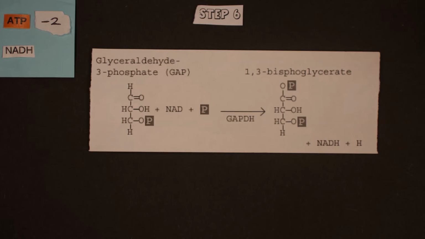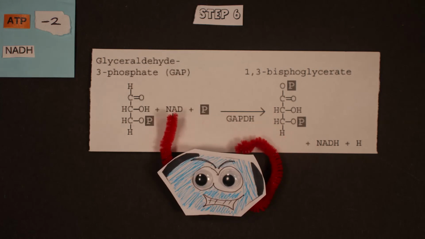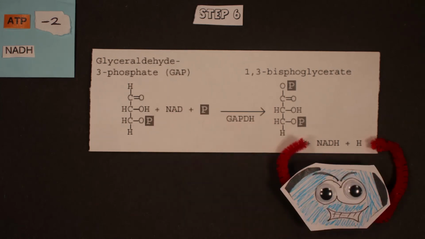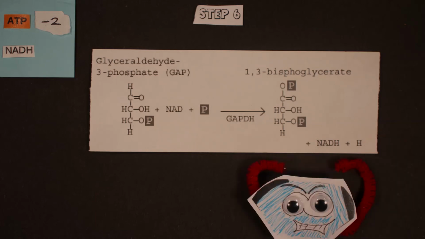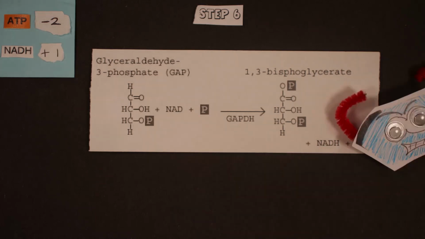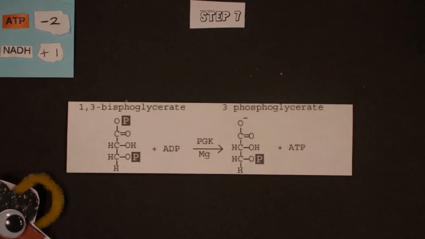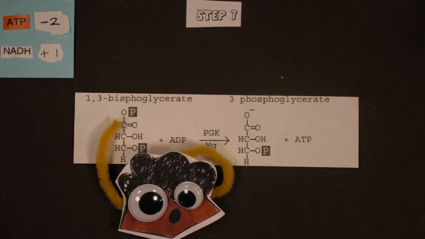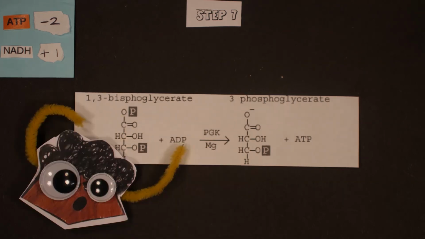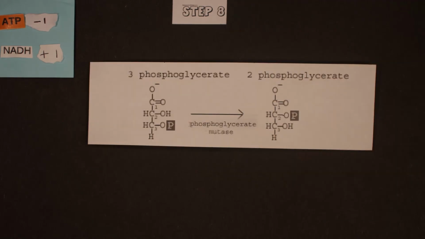Step 6. The GAP molecule is oxidized with the help of the enzyme glyceraldehyde 3-phosphate dehydrogenase, and NAD+ is reduced to NADH and H+. This stage releases energy, which is used to add another phosphate group to the GAP molecule, creating 1,3-bisphosphoglycerate. Step 7. The enzyme phosphoglycerate kinase then transfers one of those phosphate groups from 1,3-bisphosphoglycerate to ADP, forming an ATP molecule and 3-phosphoglycerate.